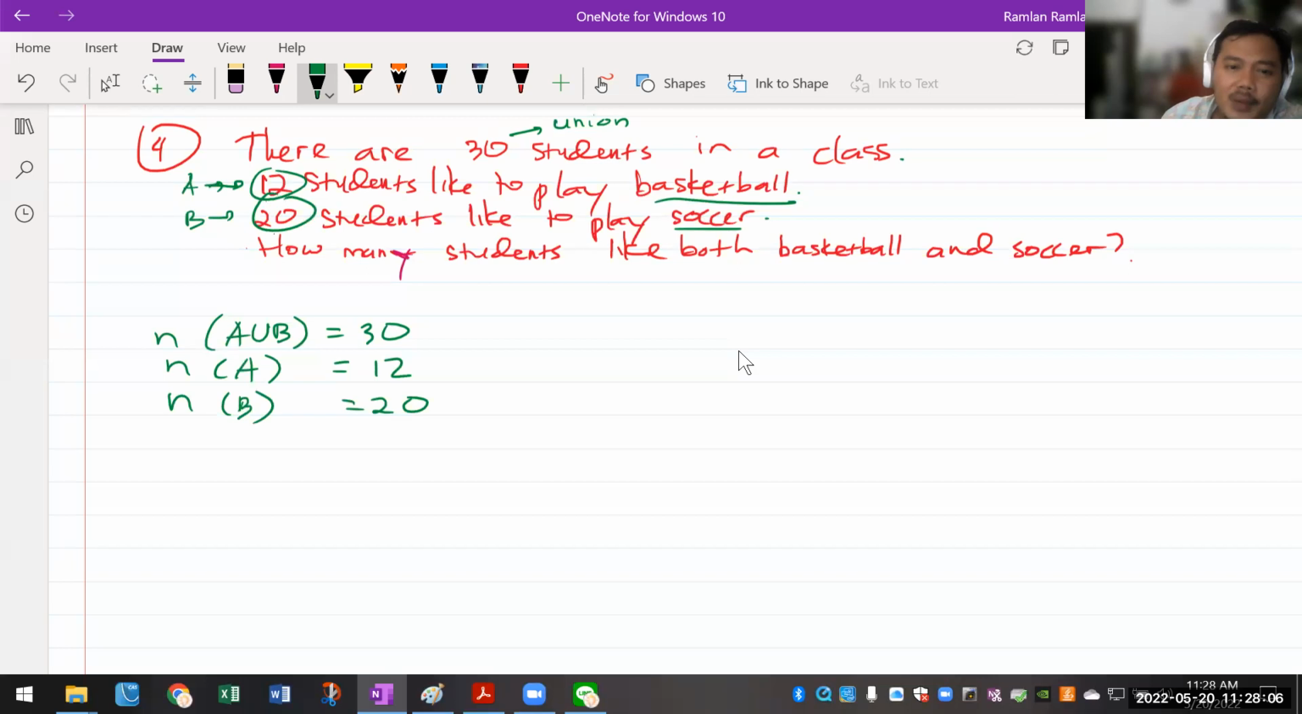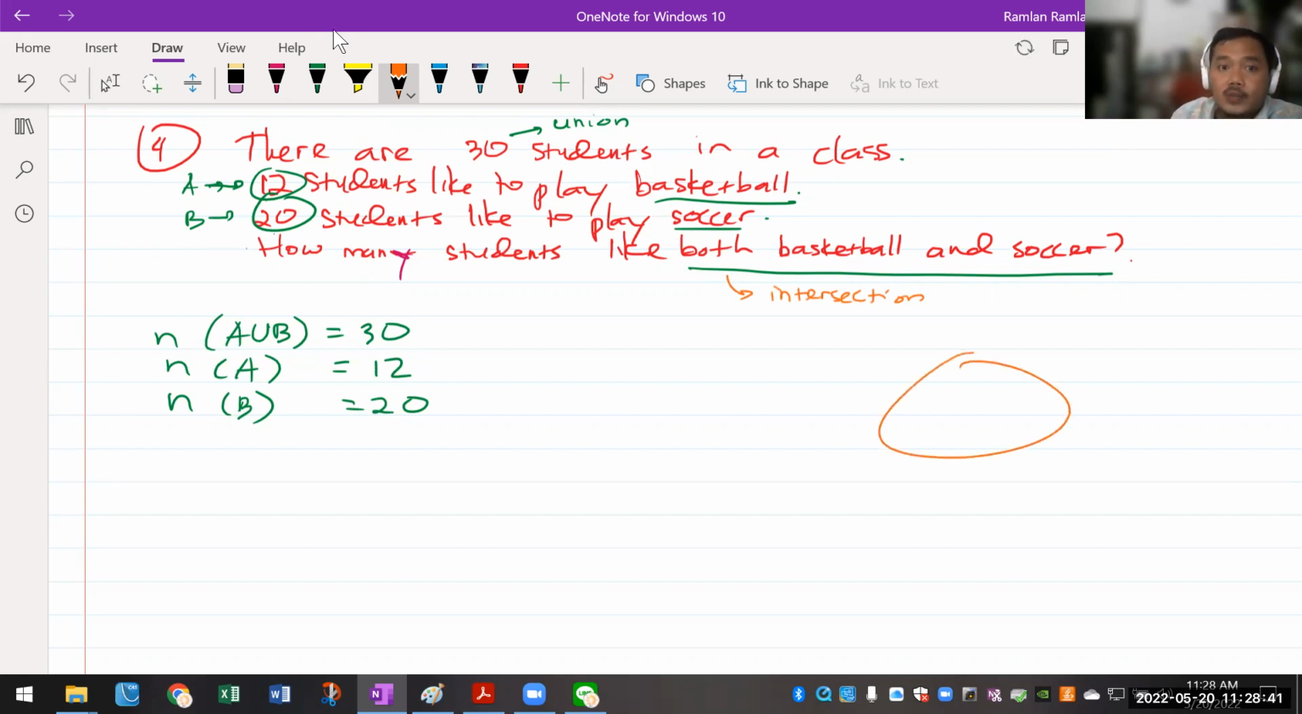So the question is, how many students like both basketball and soccer? We're talking about both basketball and soccer, which means that it will be the intersection. This is going to be one note for you guys: whenever you see this word or phrase in a question about sets, it's going to be the intersection. So if I have, for example, the students who like basketball and the students who like soccer, there will be some students over here who like both basketball and soccer. That's why we're going to go back to the Venn diagram later. Okay, so let's go back here.